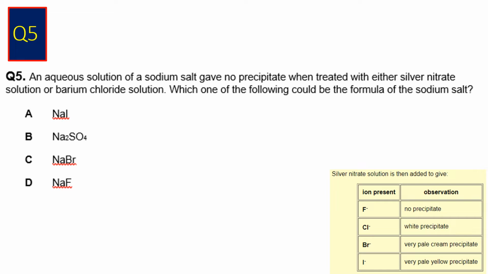Question 5, an aqueous solution of a sodium salt gave no precipitation when treated with either silver nitrate solution or barium chloride solution. Which one of the following could be the formula of the sodium salt? So we know it's not going to be sodium iodide, and we know it's not going to be sodium bromide, because we're familiar with those silver nitrate tests. And in this case it's going to be sodium fluoride. It doesn't make any precipitate.